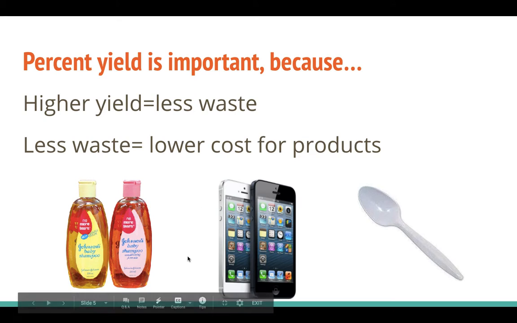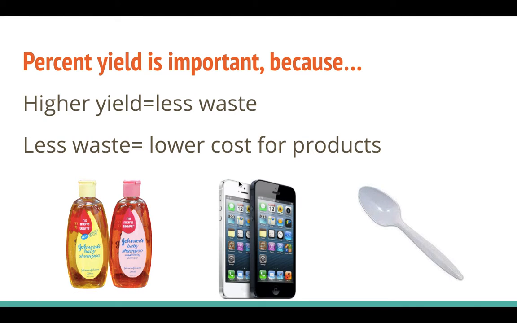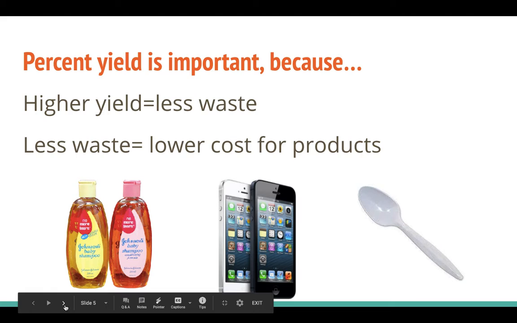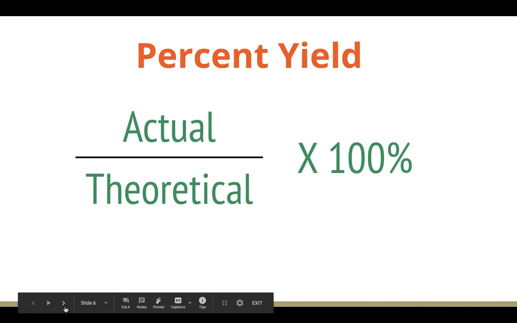So if you want your phone to be as cheap to the consumer as possible, you want to reduce your percent error. You want to increase your percent yield. Okay? Also, in terms of the environment, we want to make sure that we're using our resources as efficiently as possible.